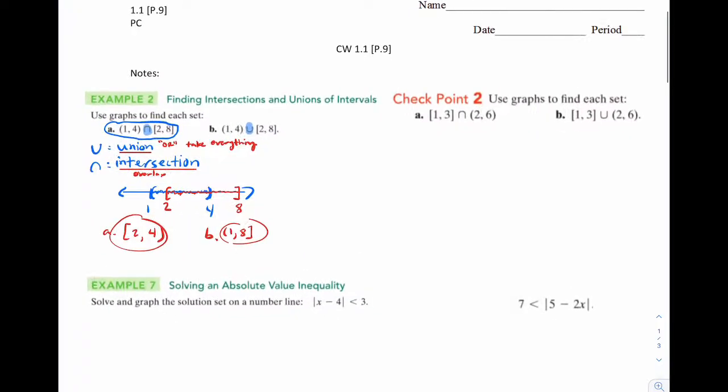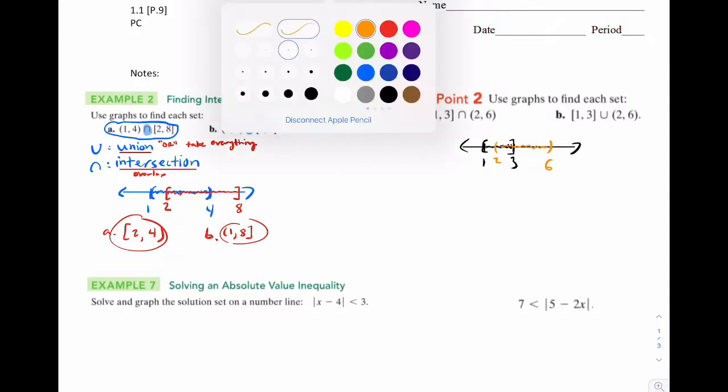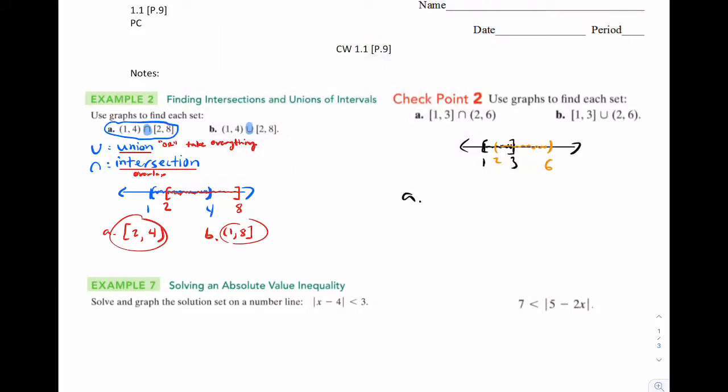So let's try another example here. Here's a number line. Let's put down 1 and 3, bracket, bracket, we'll shade. And then 2 and 6 is a parenthesis, so we'll do that. For A, notice how right there, that's an intersection. An intersection, again, means overlap. So we're going to write 2 to 3. 2 non-inclusive, 3 inclusive.